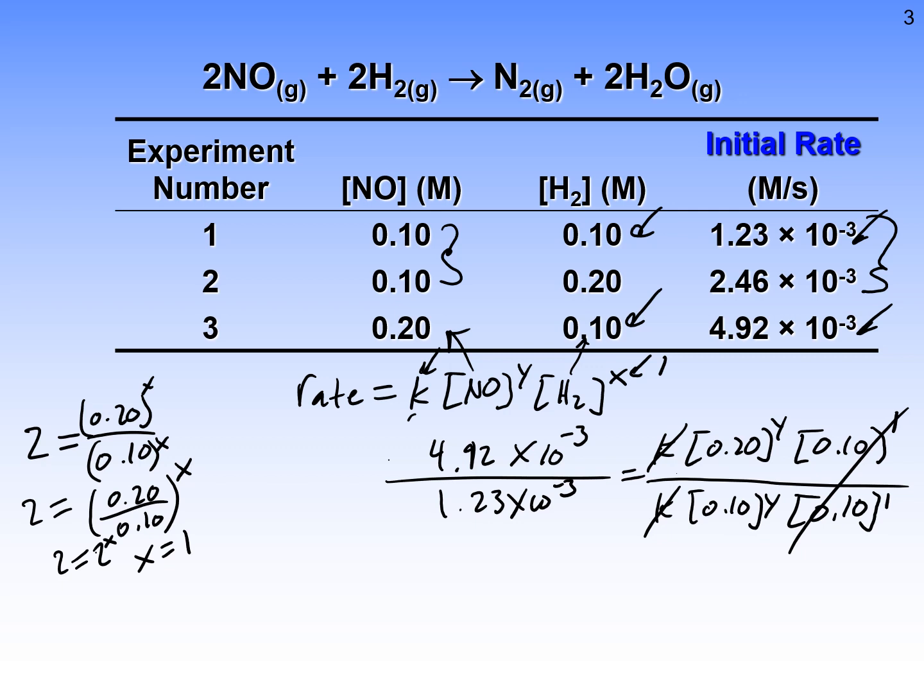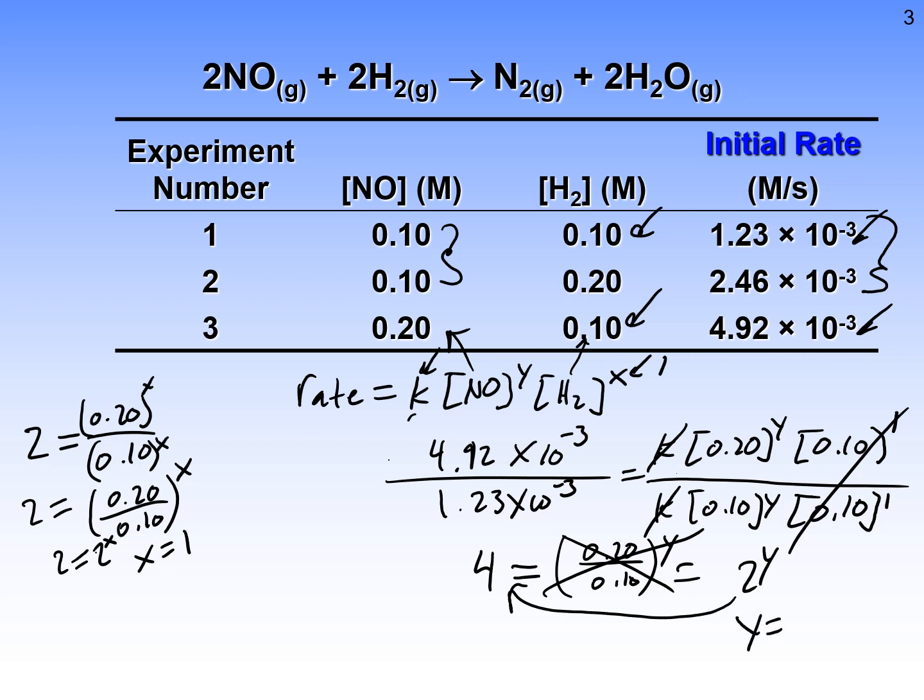And so I can calculate all this out. What this all simplifies to is 4 is equal to, again, 0.2 over 0.1 all to the power of Y, or in other words, 2 to the power of Y. So what does Y have to be in order for it to yield 4? Y is going to need to be 2.